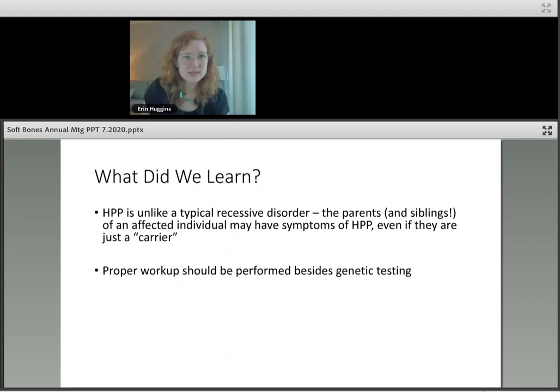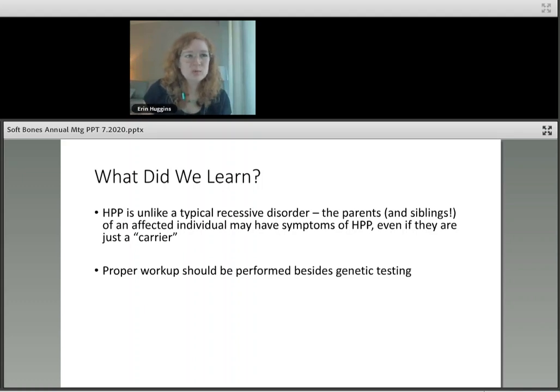So now that we know this information, if we could go back 5 years, what we would have done is further workup on the parent aside from just the genetic testing, doing biomarkers, looking at ALP, doing an x-ray to look for maybe some hidden fractures, asking more specific questions to the parents. Well, have either of you experienced any pain?